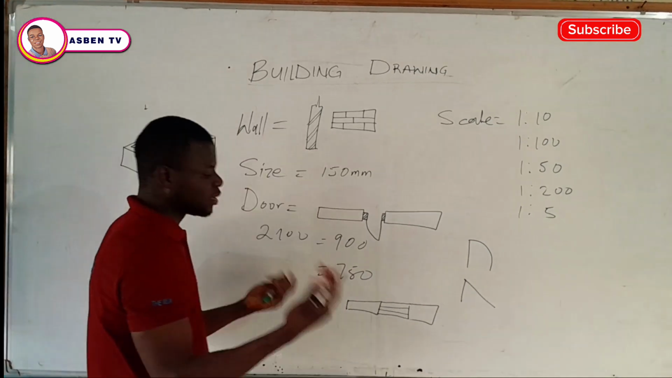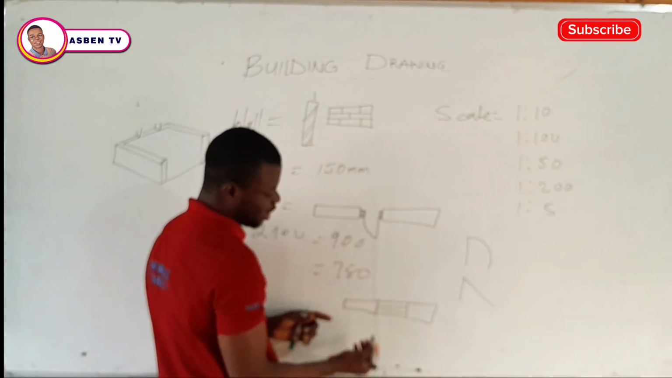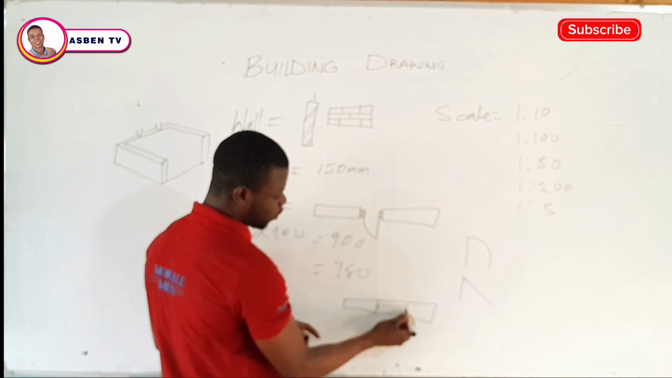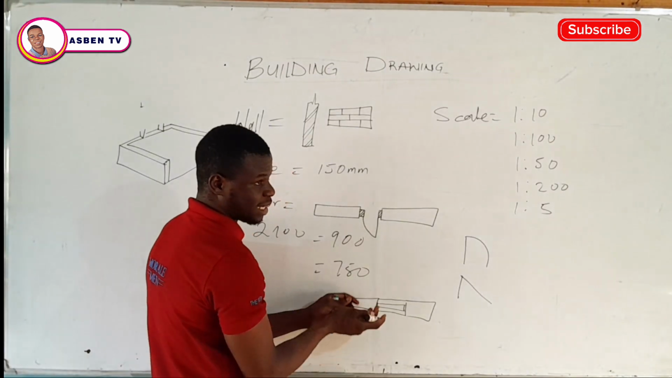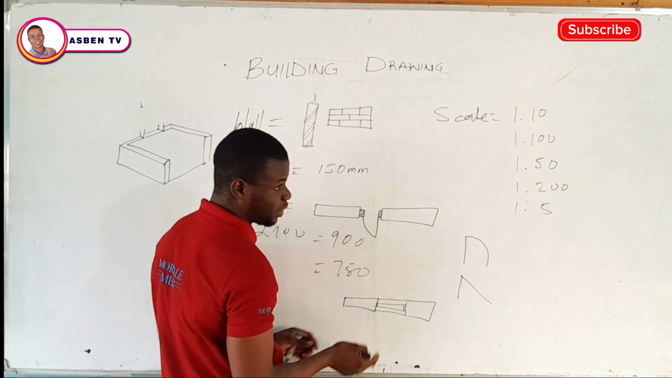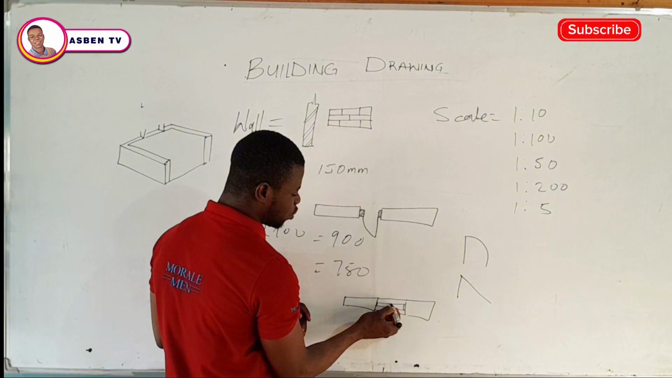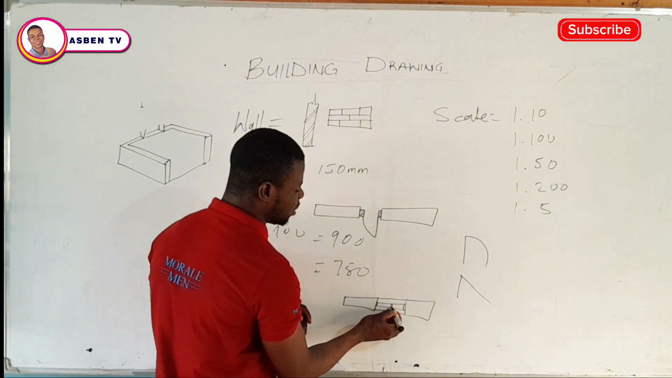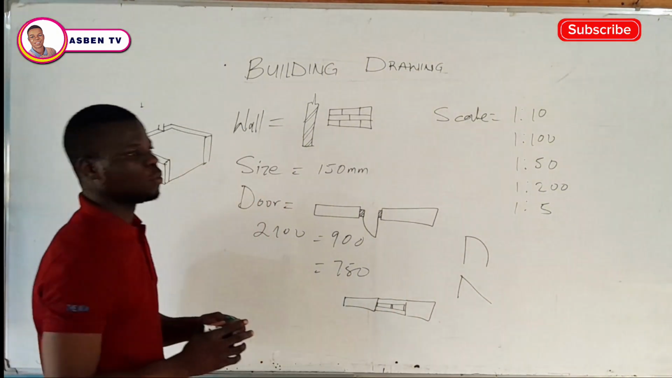When it is a single window, there is no need. You can just leave it like this, but the window frames will be here. When it is a single window, you just leave it. But when it is double, you divide it into two by adding another frame to it, depending on how the person will provide it.